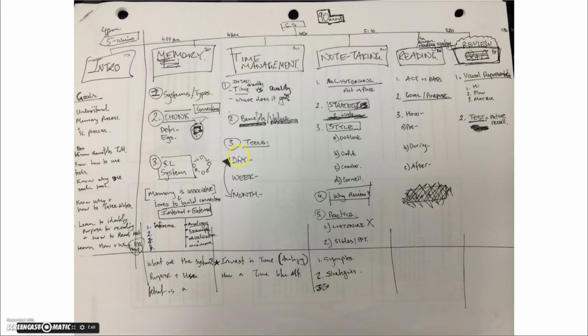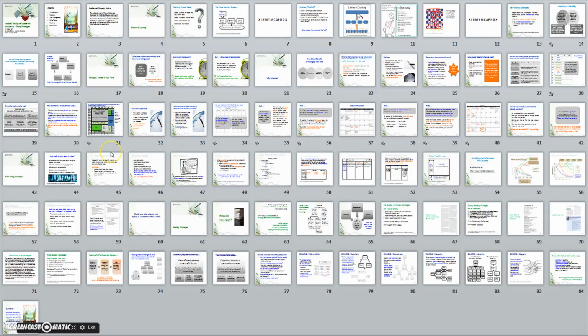Then there's time management, which also had 3 main parts. Note-taking had 5 parts. Reading was actually one massive section, but then I broke that down into reading and into review. And under reading we had 3 main parts, and then under review we had 2 parts. So again, this here is a 1-page visual representation, outline if you will, of all of this.